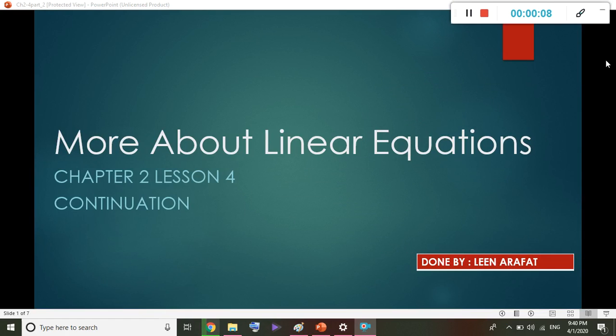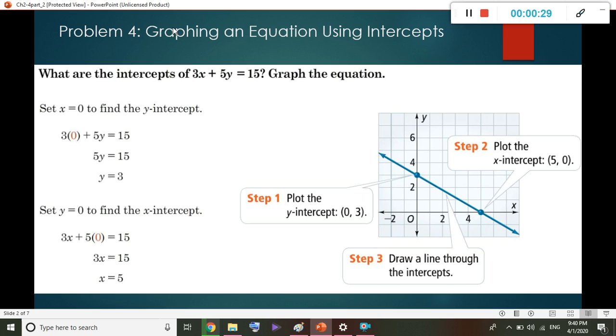Okay, so yesterday, let's have a quick summary. Yesterday we had two forms. We knew how to write the line equation in two forms. We had the point slope form and we had the standard line equation. So now we're going to have a new idea here, which is graphing an equation using the intercepts.